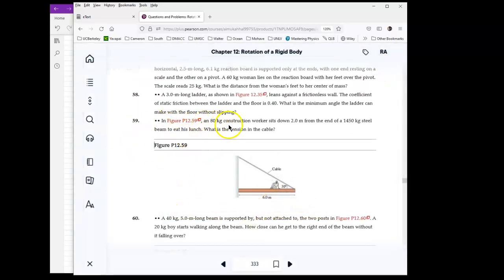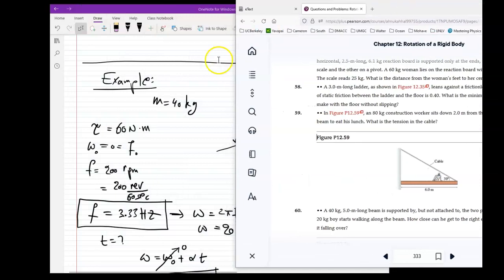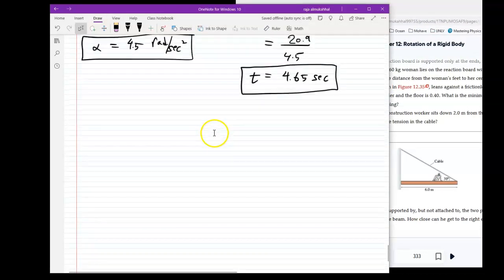It says, an 80-kilogram construction worker sits down 2 meters from the end of a 1,450-kilogram steel beam to eat his lunch. What's the tension in the cable right there? There are several ways to do it, but we're going to do it in the method that we are studying right now, and that is the torque equation. So first thing you need to do, you want to make the free body diagram.